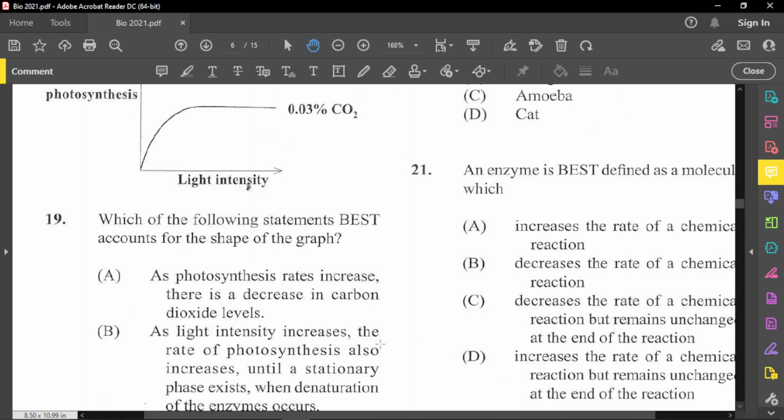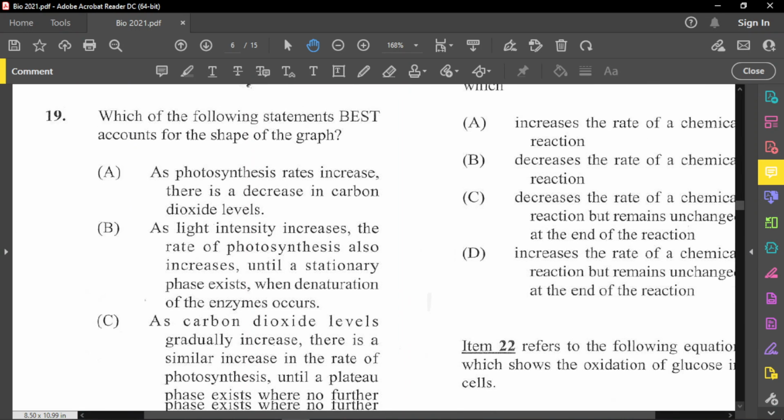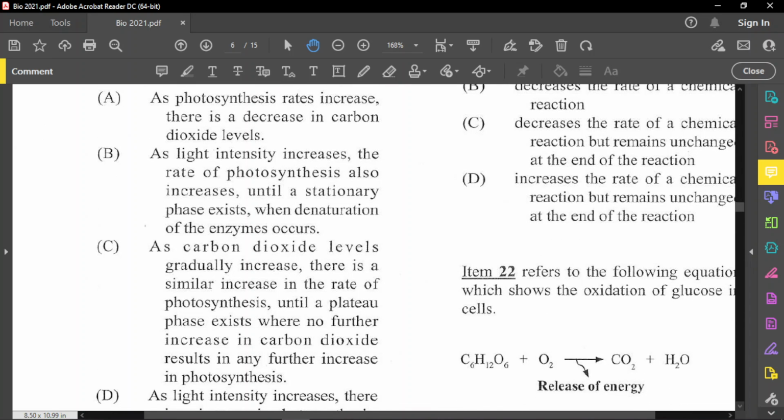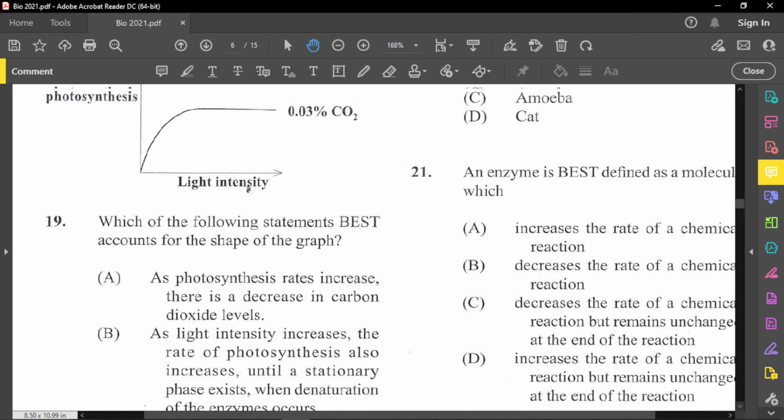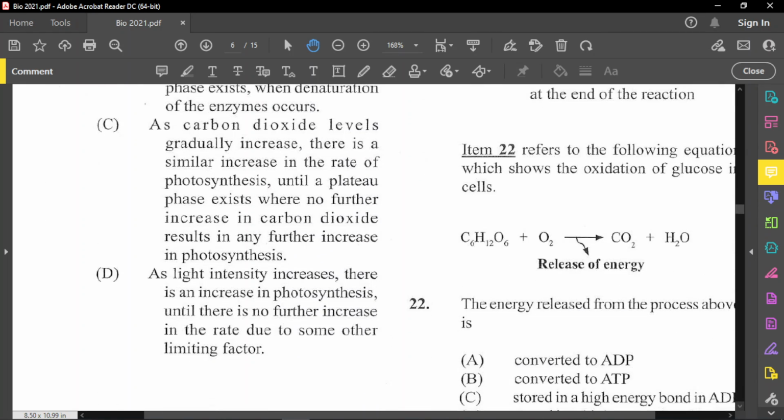All right, let's look at option B. It said, as light intensity increases, the rate of photosynthesis also increases until a stationary phase exists when denaturation of enzyme occurs. If the enzymes denature, then photosynthesis will also decrease. So that is not a true statement at all. Let's look at option C. It says carbon dioxide levels gradually increase, which is not true because the graph is not indicating carbon dioxide level at all, because the x-axis is light and the y-axis is rate of photosynthesis. So it is not indicating any change in carbon dioxide at all.